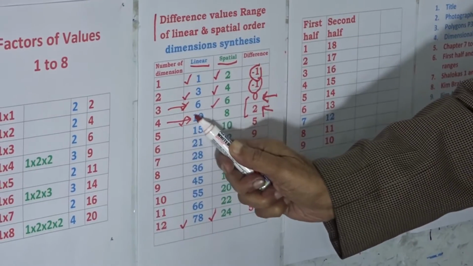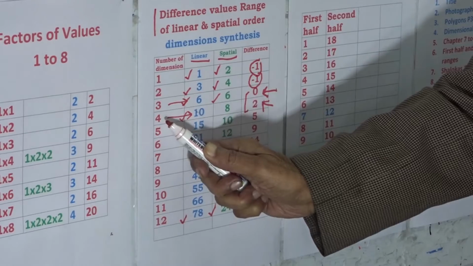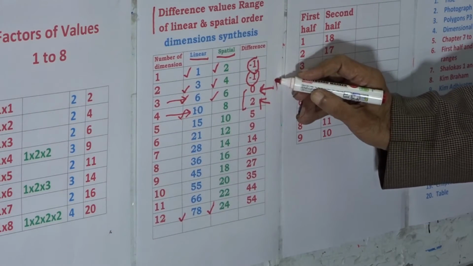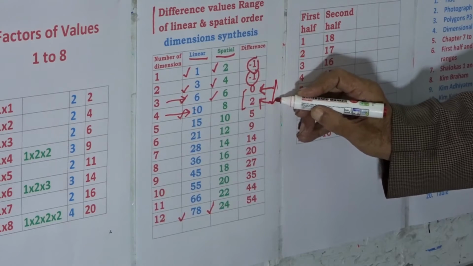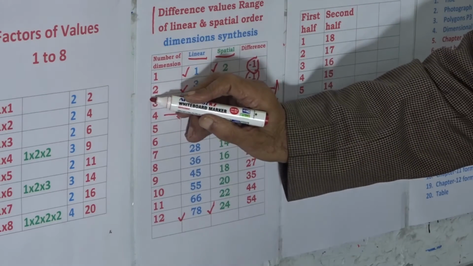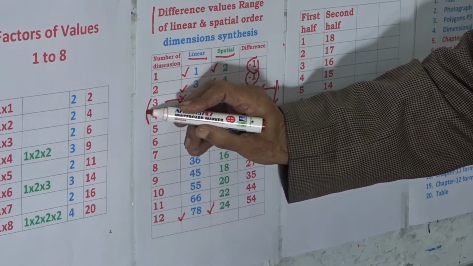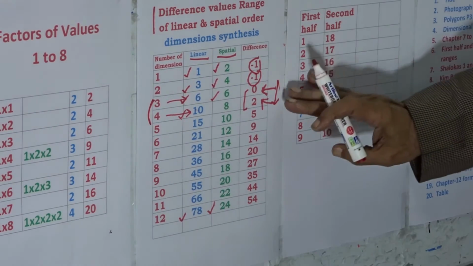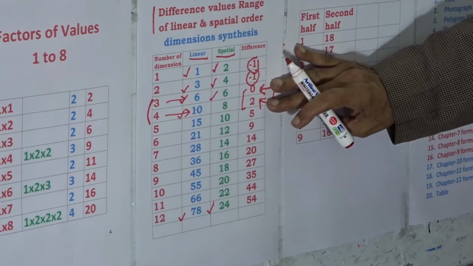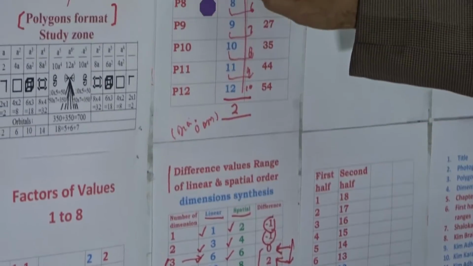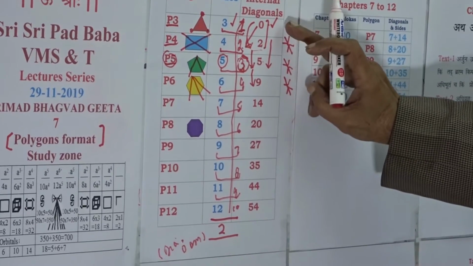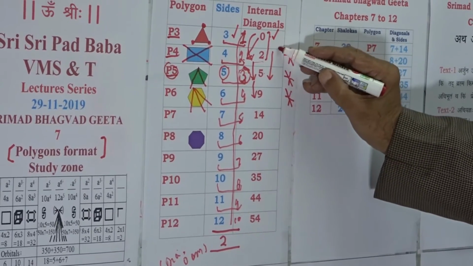Here the triple linear and spatial dimensions value is 0, quadruple linear and spatial dimensions value is 2, and the increase here is value 2. This value increase in case of triple and quadruple number of dimensions of linear and spatial dimensions difference is leading to increase of value 2. From polygon 3 to polygon 4, the reach for the internal diagonals is of 0 and value 2, and the difference value here is 2.